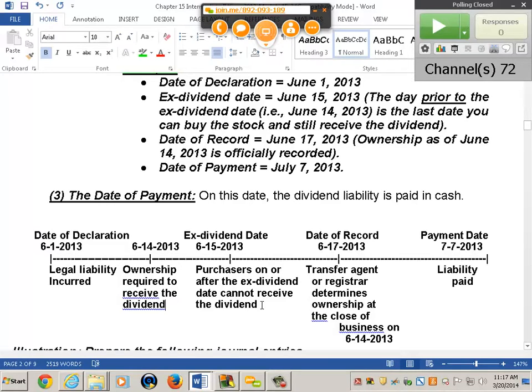The shares trade ex-dividend. So if you buy the stock on any date after June 14th and before the payment date, you would get a stock price that's reduced by the amount of the dividend per share. And then on the date of record, you're essentially announcing who owns the stock on June 14th, and you pay it on the 7th. Now, this entire process could take a couple of days, right?